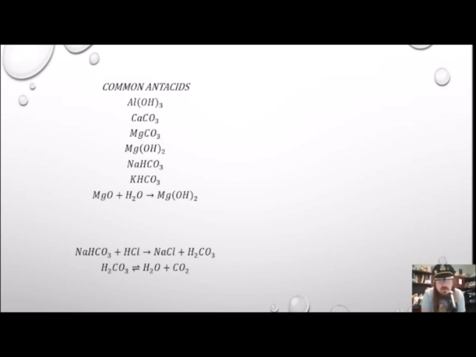Some of these are better than others in how much acid they neutralize. Aluminum hydroxide neutralizes 3 acids per mole of aluminum hydroxide. Some of these are better because they don't contain sodium. If your doctor says, I don't want you to take too much sodium, you don't want to take sodium bicarbonate because that's going to raise your hypertension level. So you want something that has, say, magnesium or calcium.